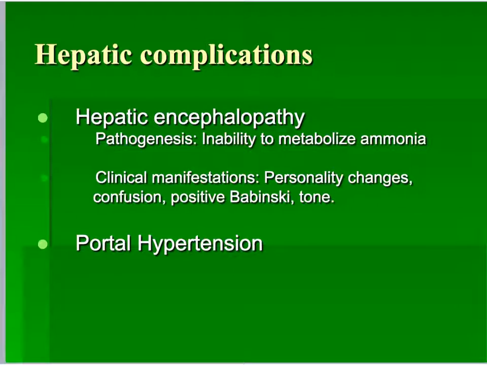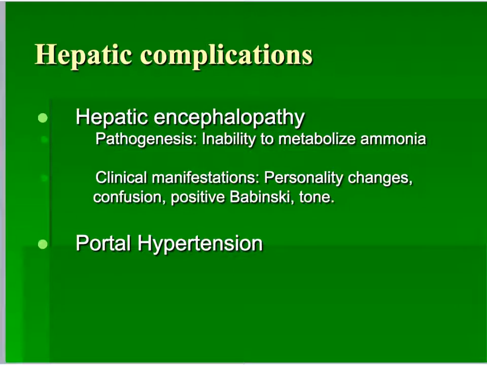We also see portal hypertension. Portal hypertension is really because of increased pressure in the portal vasculature. There are two veins that form the portal vein. We have the splenic vein and the mesenteric vein that combine to form the portal vein. And the normal pressure in the portal vasculature is about 3 to 5 millimeters of mercury.